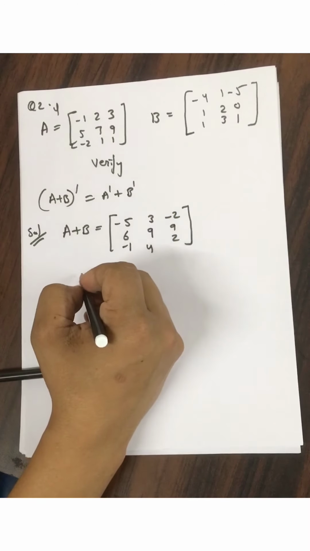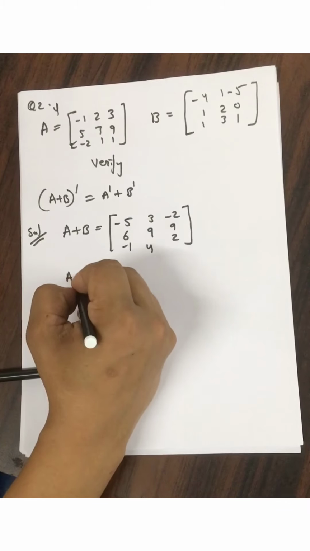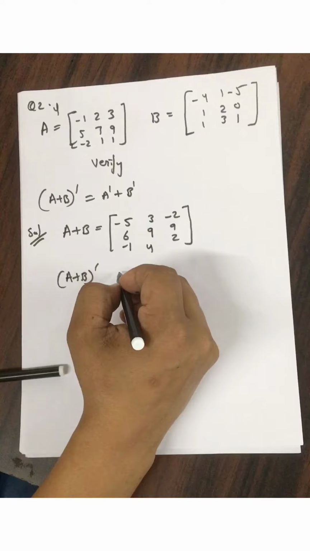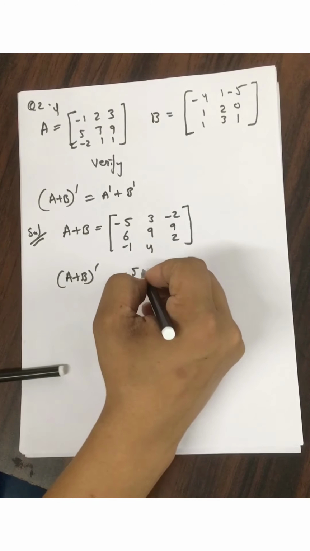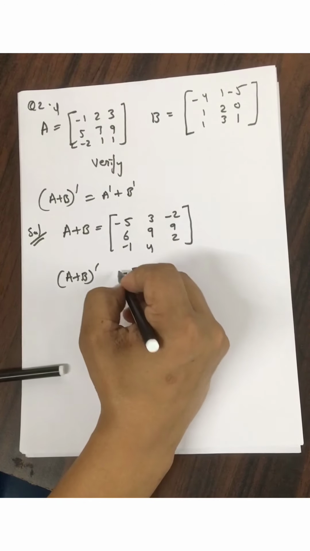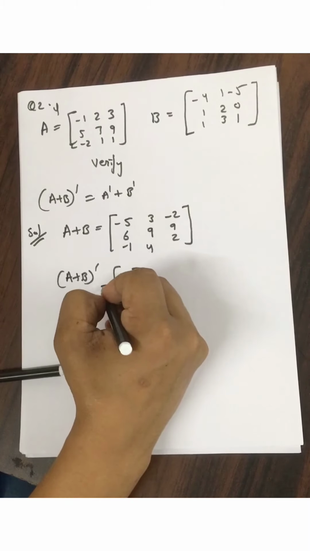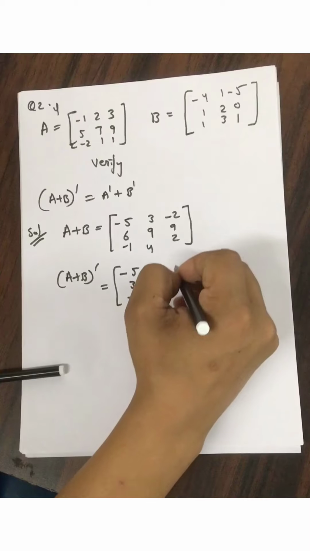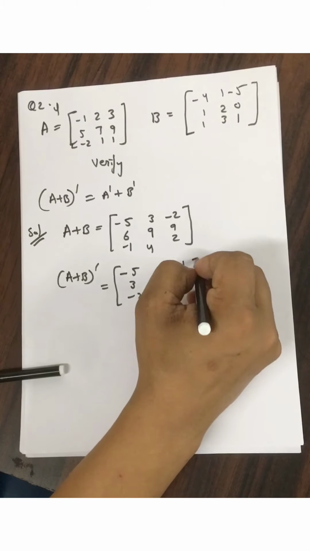Now, what is transpose of this A plus B? We will change row into column and column into row. Yes, -5, 3, -2 and then 6, 9, 9, then minus 1, 4 and 2. Got it?